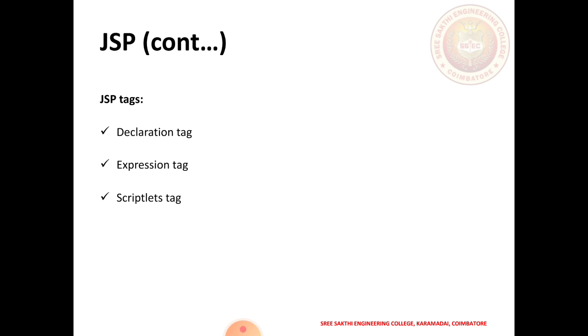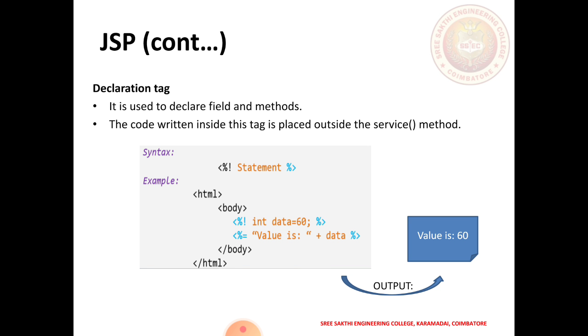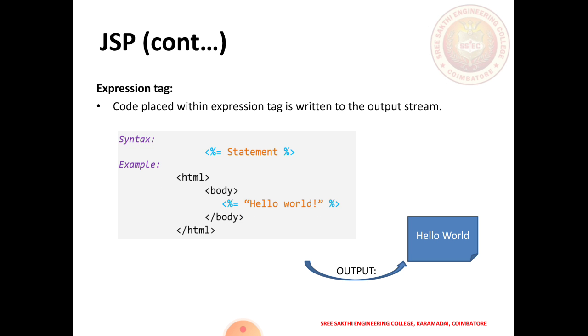Next, JSP tags. Three different JSP tags are seen: declaration, expression and scriptlet tags. The declaration tag is used to declare methods and fields. The code written inside the declaration tag is placed outside the service method, because when the request is made, no memory is allocated for that request. The tag is represented by an exclamation mark inside the scripting tag. Here is an example: the data holds the value 60, and when we compile this program, it displays the output as value is 60.